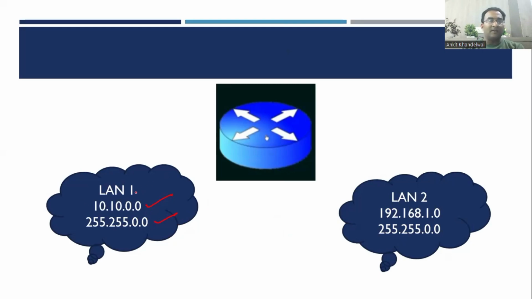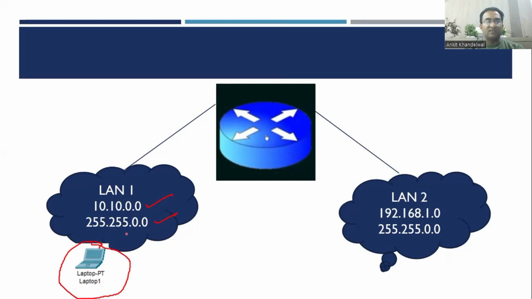So we will connect this particular network to one of the ports of the router. Similarly, we will connect the LAN 2 with another port of the router. Now, let us see, there is one node which we are using in this network, and there is another node which we are using in the LAN 2.